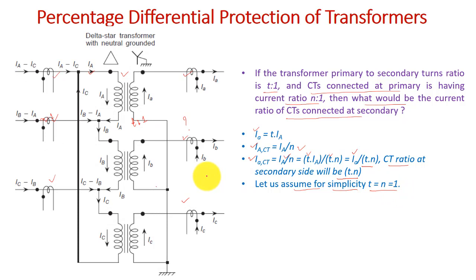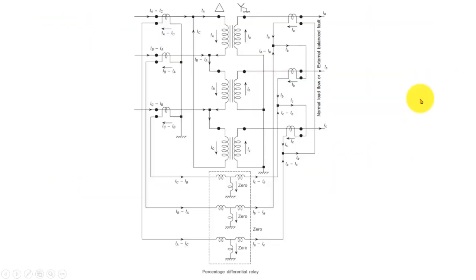By assuming this, how can I connect these CTs for a delta star transformer? For a delta star connected transformer, in what fashion should I connect the CTs? In this figure you can see a delta star transformer, and your CTs are connected in star fashion on the delta side, and in delta fashion on the star side, so that the spill current will become 0.